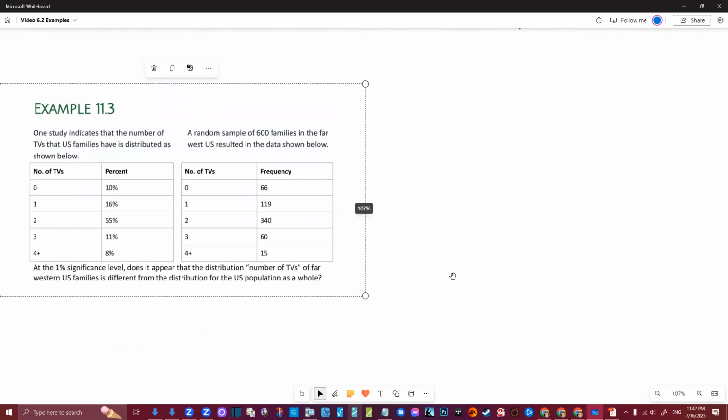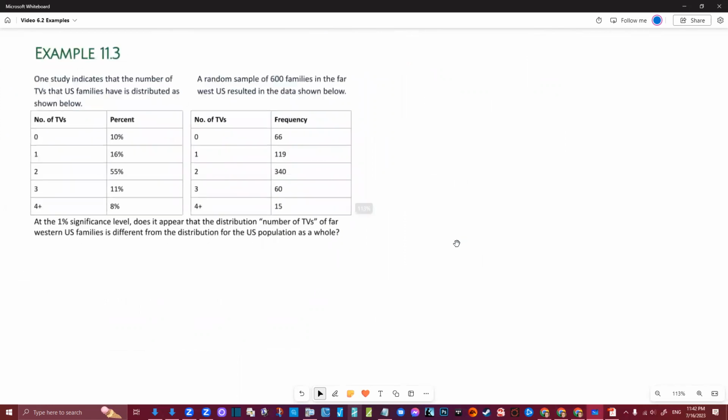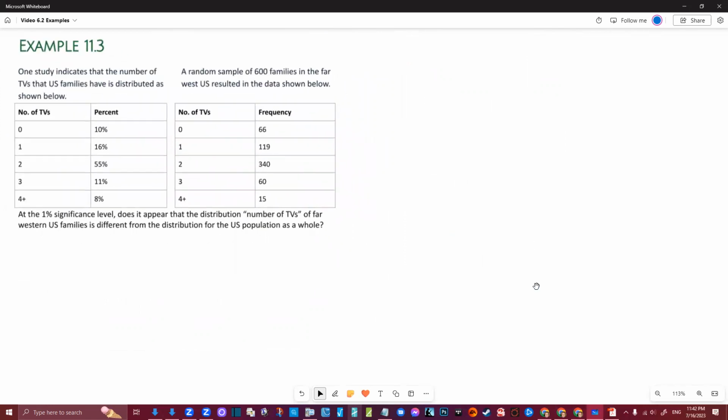Okay, so let's pull this down. We have some room. We'll go ahead and move on to our next example. So example 11.3 says one study indicates that the number of TVs that US families have is distributed as shown below. And you'll notice that table gives number of TVs versus percent. It says a random sample of 600 families in the far west US resulted in the data shown below. And then it gives us number of TVs versus frequency.